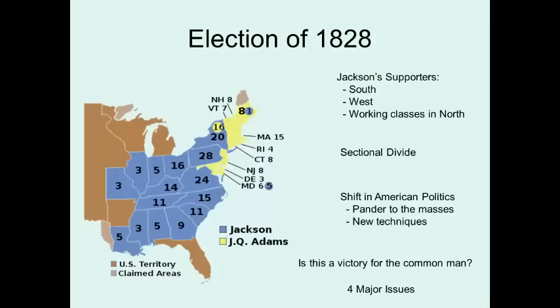Even before the Civil War, the country does divide along northern and southern lines. Because Jackson, as you can see on the map there, is going to win the South and the West very, very easily. But Adams is going to carry the Northeast. So already, as early as 1828, the country is already dividing itself between North and South.